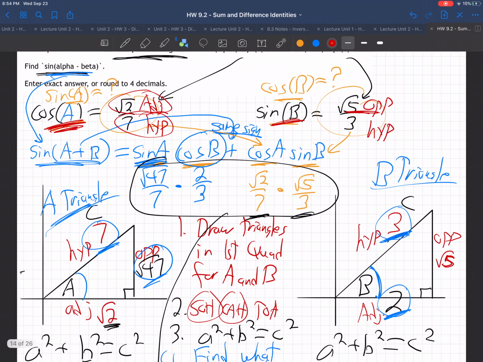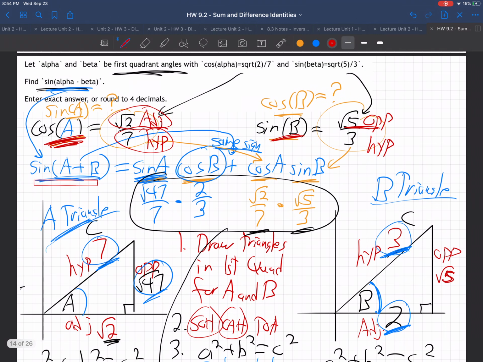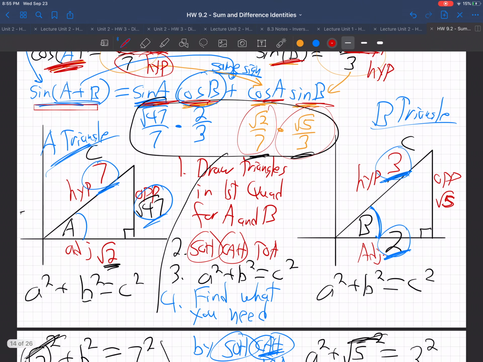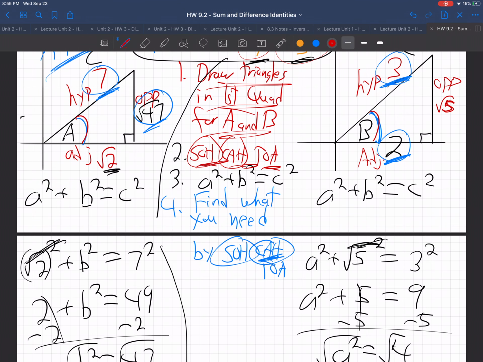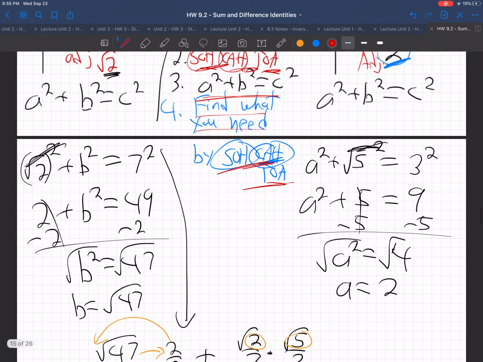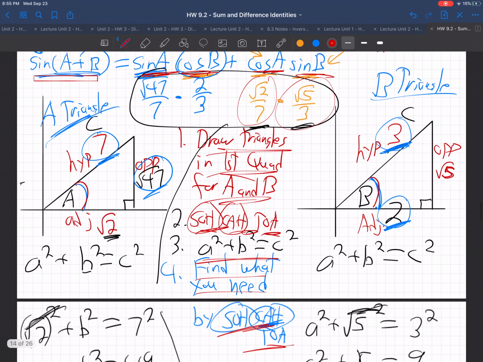So the 4 steps then. The first thing we did is we took the sine of A plus B and we wrote out the formula for adding two angles, right? Sine, cosine, sine. Plugged in the 2 they gave us, and to find the other 2 we had to draw triangles for both the A and the B. Use SOHCAHTOA to fill in what they gave us, then the Pythagorean theorem. We got all 3 sides of the triangle, then we can do SOHCAHTOA again to find what we need. Then we came down and we finished the problem. So there we go.